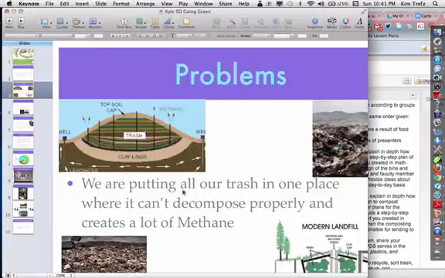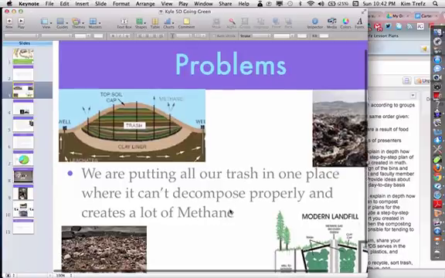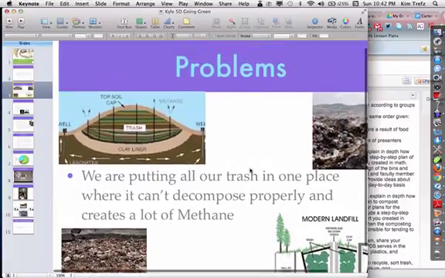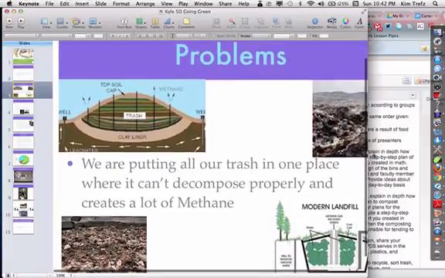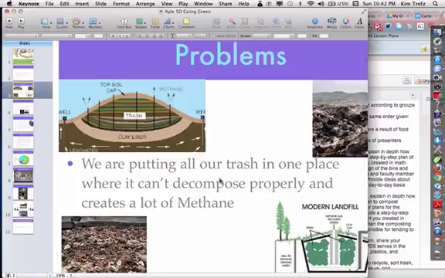Problems. We're putting all of our trash in one place where it can't decompose properly and creates a lot of methane. Okay, so I'd like this. This is the global issue. This is not the problem statement. Now, this would be great if you put it before your guiding question.